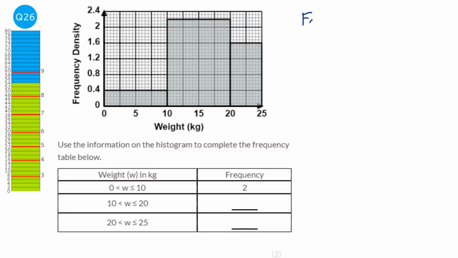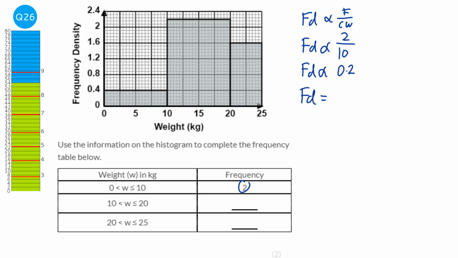So we know that the frequency density is proportional to the frequency over class width. And looking at this first group, we've got a frequency of 2, so it'd be 2 over, and our class width is 10 because it's 0 to 10. And so the frequency density is proportional to 0.2. Now, if you look at it, it's actually 0.4 in our graph. So to work out the equation, I'm going to do frequency density divided by class width. And you notice that we've then had to times it by 2, because it was 0.2 and then it's shown as 0.4 in our graph.